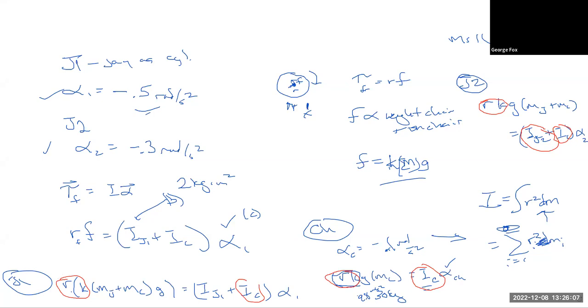So let's just go through a solution here. Alpha one is negative 0.5 radians per second squared. Alpha two, I said, is negative 0.3. Again, these numbers are not the actual answers. These are just ones I've made up. And the other one I made up was alpha C, which I put at negative 0.1 radians per second squared. Now let's erase some stuff.